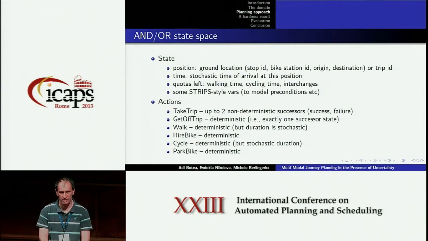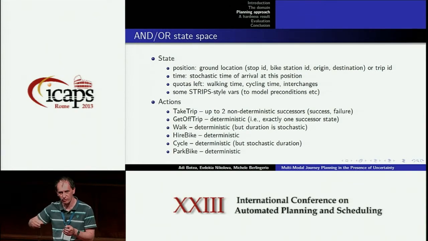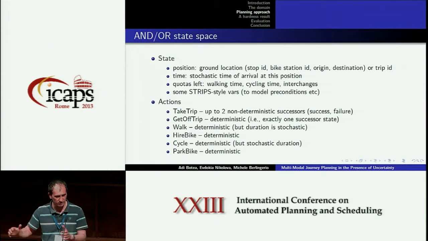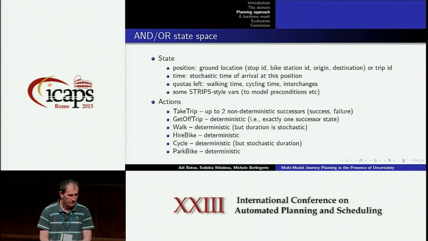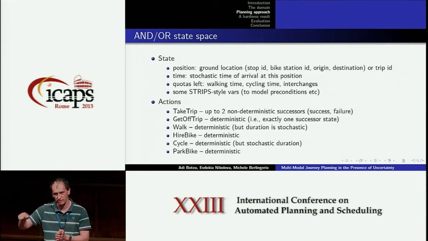We also encode in a state the quotas left. We have some initial quotas at the beginning, being the maximum quotas specified by the user. And as we make progress along a pathway in the search space, we spend some of the quotas, right? We walk for a little bit, we cycle for a little bit. So in every state, we record how much quotas we have left to complete the journey. And then there are some auxiliary variables, very simple stuff, with the obvious purpose of ensuring the correctness of applying the right actions in the right states, making sure that preconditions hold and stuff like that.